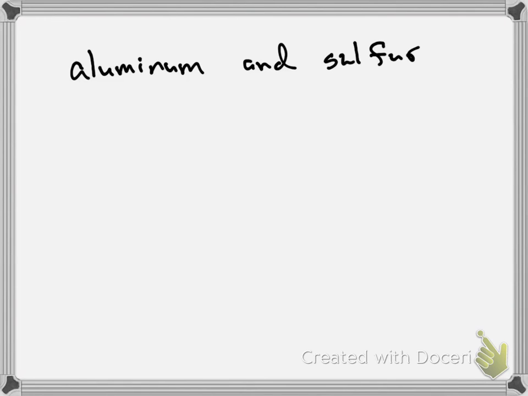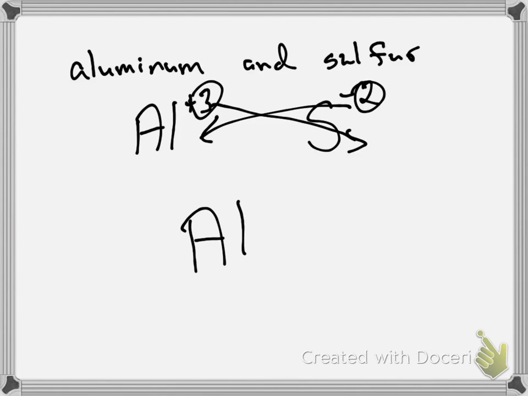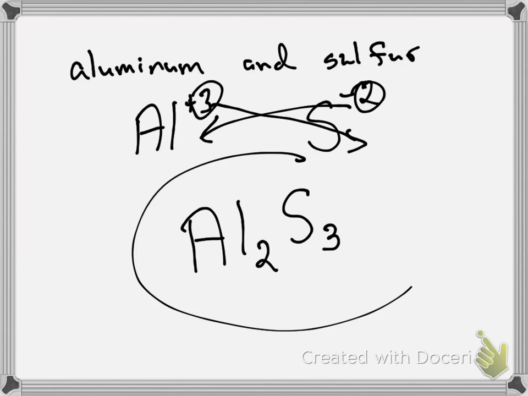Let's take a look at aluminum and sulfur. Aluminum, Al, with a +3. Sulfur is S with a -2. +3 and a -2 don't cancel each other out. So I'm going to take my 3 and put it here, and my 2 and put it here. And I'm going to end up with Al2S3. That's my answer. That's my work. Got to show it.